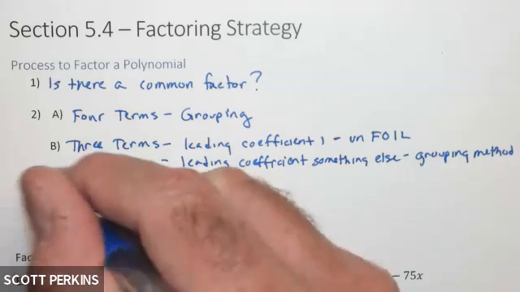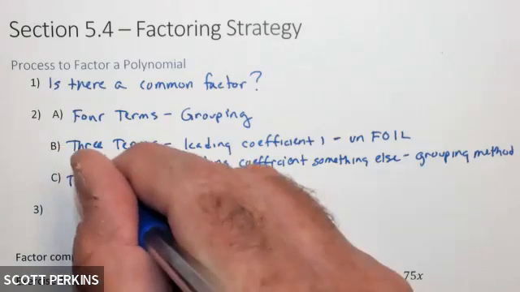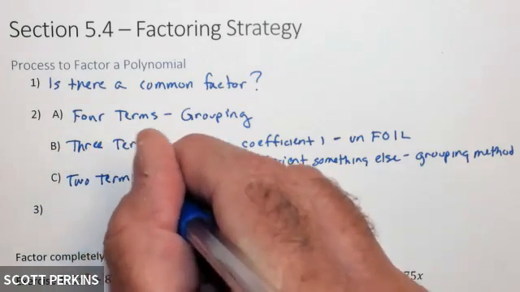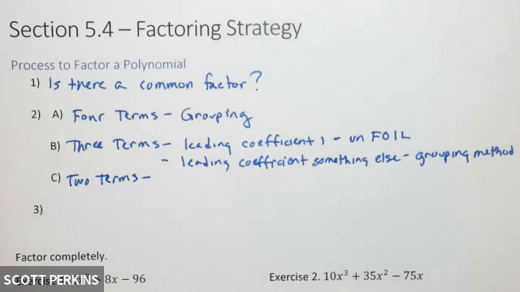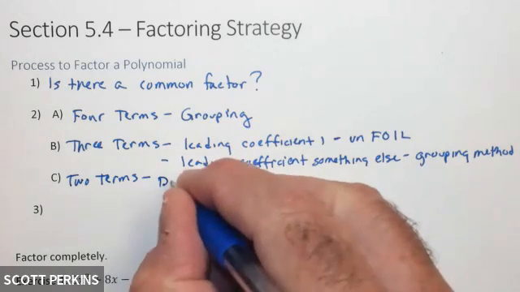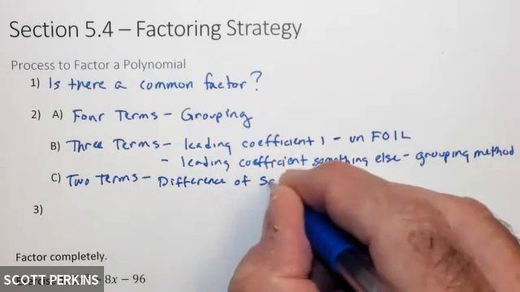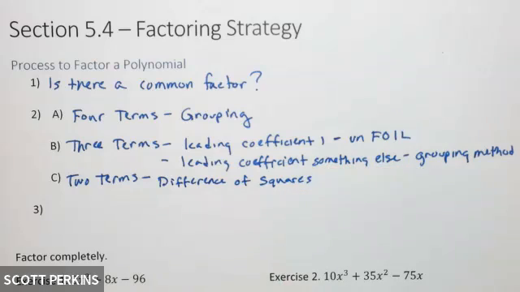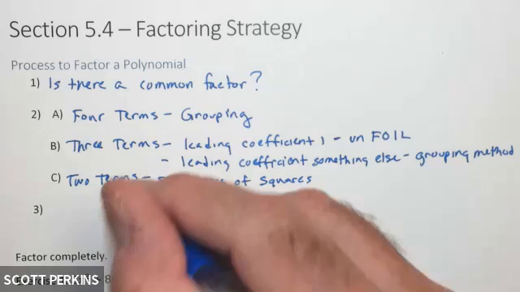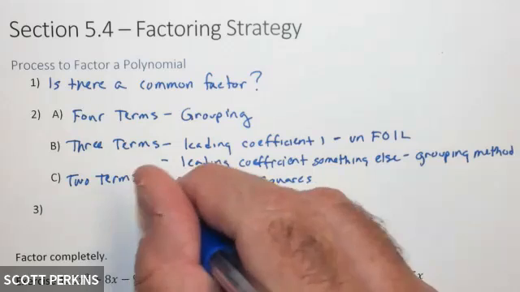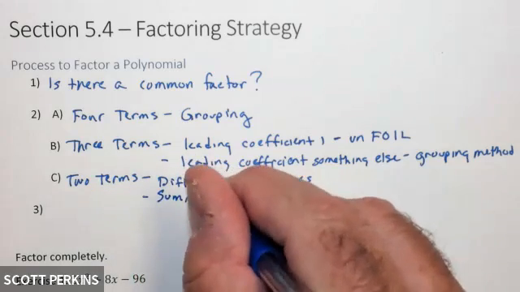And then the third thing, if there are 2 terms, there are only a couple of things that we know how to factor that have 2 terms. It's either a difference of squares, and please remember, for squares, it has to be a difference, no choice. You can't factor a sum of squares. But where we can factor a sum is if we have cubes, so a sum or difference of cubes.